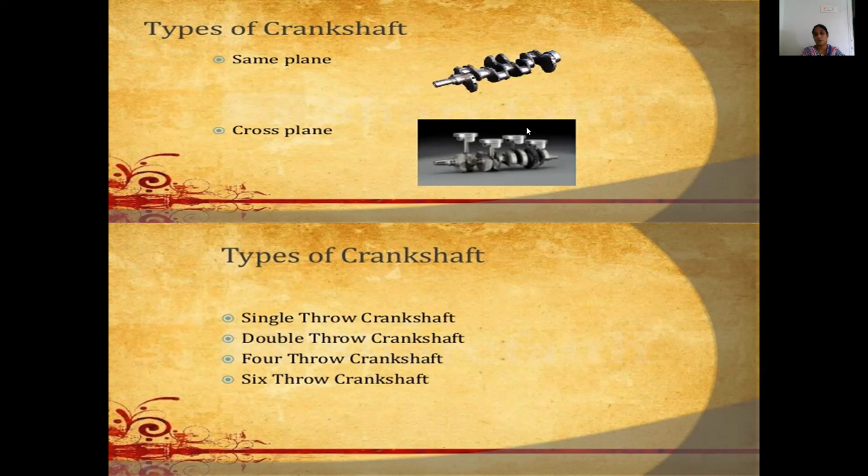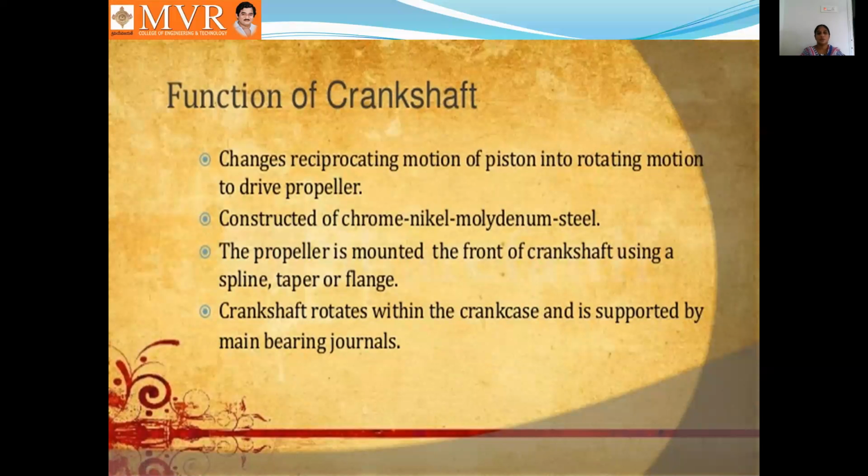Already you know the various strokes of the IC engine: the suction, compression, working or power stroke, and exhaust. These are the four strokes of the IC engine. Crankshafts can be of the same plane or the cross plane. In the same plane, the shaft lies on the same plane, and in the cross plane, the shaft lies on different planes. The types of crankshaft are single throw, double throw, four throw, and six throw crankshaft.